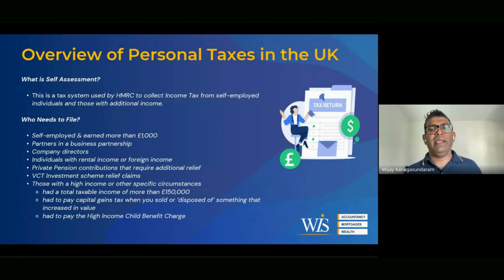And those with high income and other specific circumstances, especially somebody who earns more than 100,000 or more than 150,000, or who has different tax codes over the months. So we always recommend them to file a tax return. And also, finally, if you receive child benefit and you go above 60,000, you are required to file a tax return to repay that child benefit.